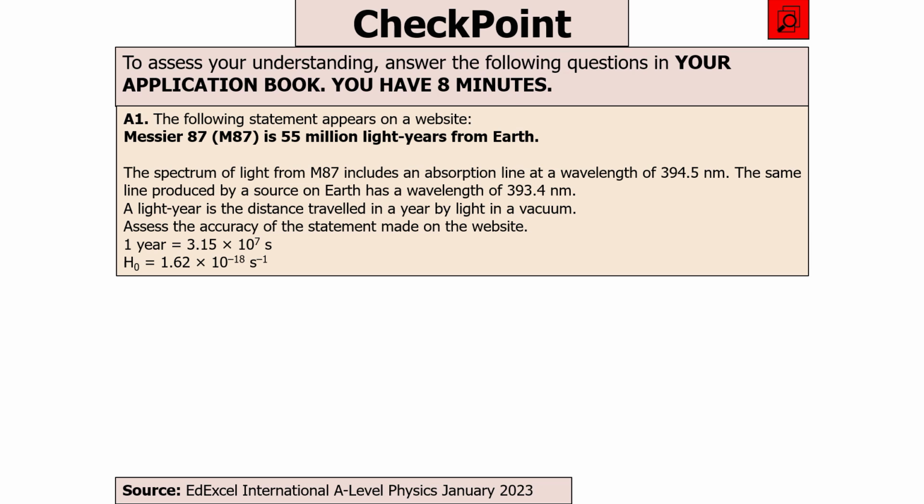The next question says, the following statement appears on a website. Messier 87 is 55 million light years from the Earth. The spectrum of the light from M87 includes an absorption line at a wavelength of 394.5 nanometers. The same line is produced by a source on Earth with a wavelength of 393.4 nanometers. A light year is the distance travelled in a year by light in a vacuum. Assess the accuracy of the statement made on the website. So pause the video now, then unpause the video when you want to go through your answer.